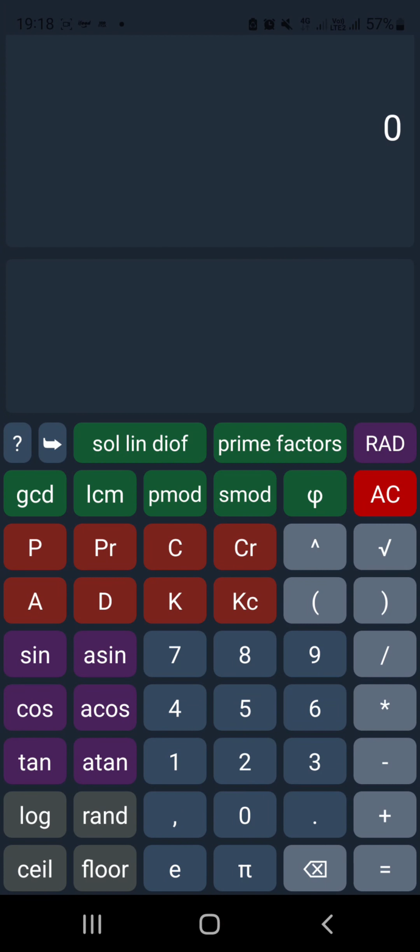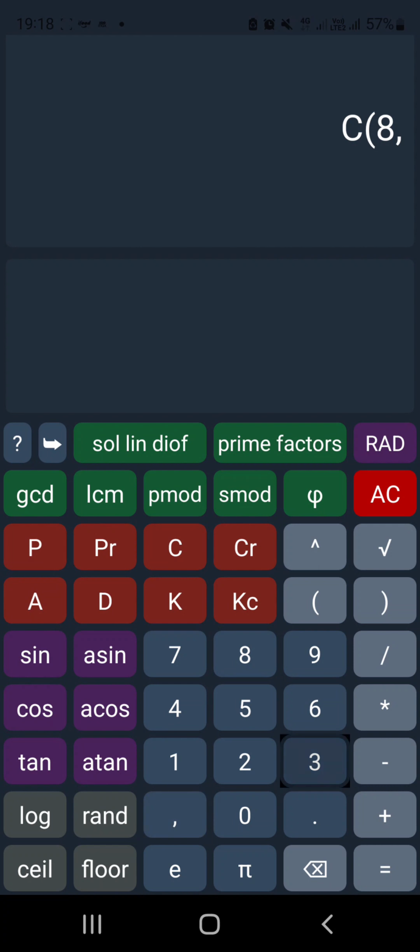The second function is the PR, which is the number of permutations with repetitions. The first information is the total of elements and the others are the numbers of elements that repeat. In this case, PR of 8, 2 and 3 is 3,360.